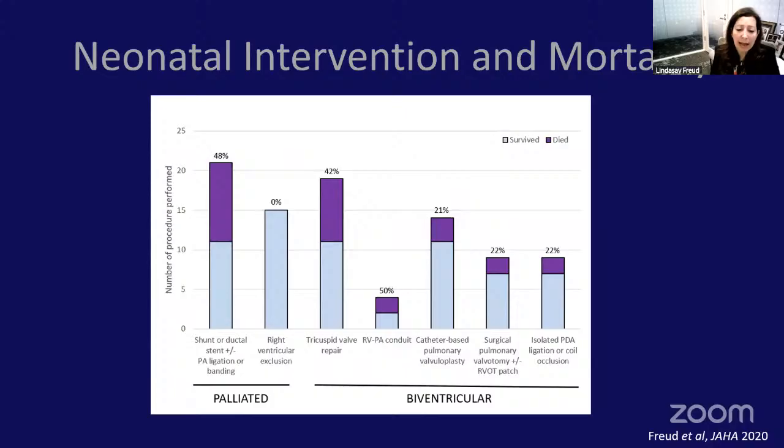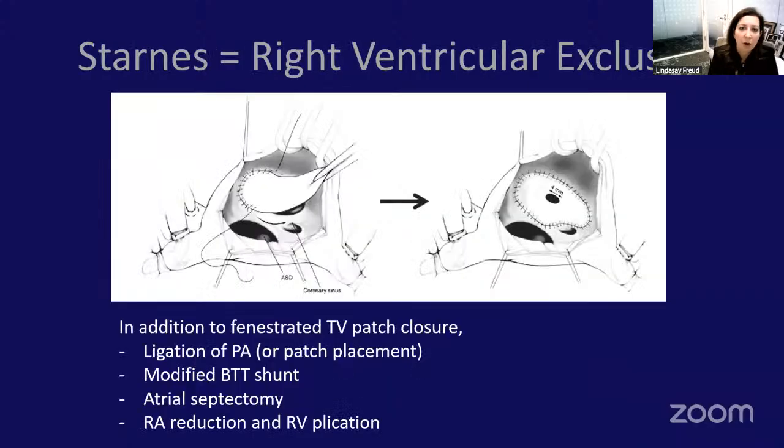And when we look at how these were managed, there was really a broad spectrum of management across institutions. And what you can see when you look here, purple represents those that died, blue represents those that survived. And what you can see is that the only surgical approach that was able to get all of these children out of the neonatal period alive was the right ventricular exclusion procedure, or Starnes procedure, as it is often called.